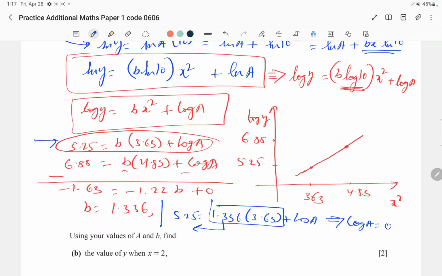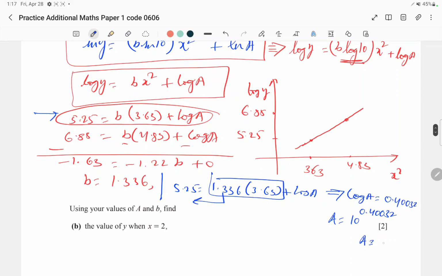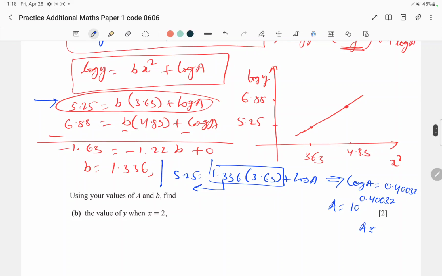Log a is 0.40032, but I need to find a. So log a is 0.40032, then a is 10 to the power 0.40032. So guys, a will be 10 to the power 0.40032, which is 2.51.